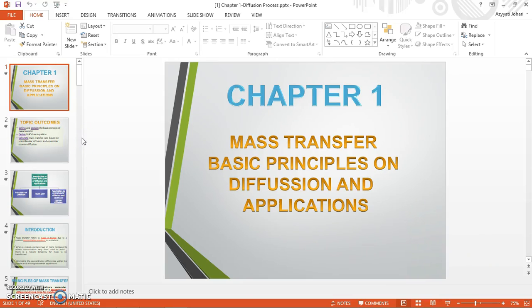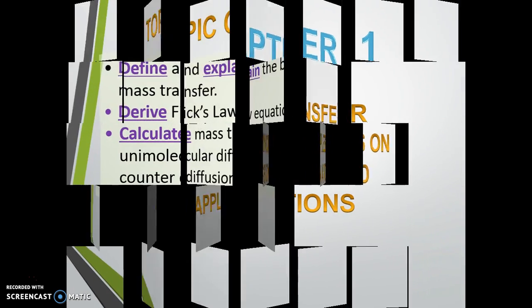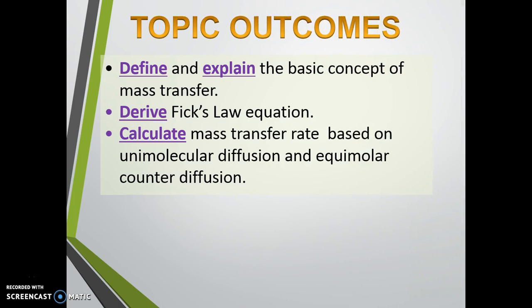Today we are going to learn chapter 1, which is mass transfer basic principles on diffusion and application. Right? And this is the topic outcome from this chapter, where at the end of this chapter you must be able to define and explain the basic concept of mass transfer, and you have to know how to derive the Fick's law equation and also to calculate the mass transfer rate based on unimolecular diffusion and equimolar quantity diffusion.